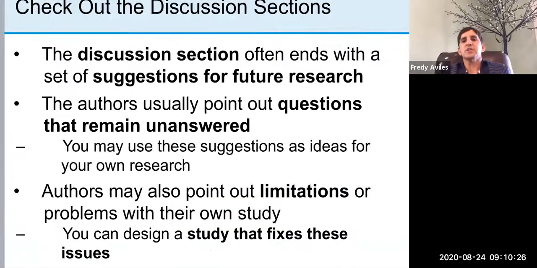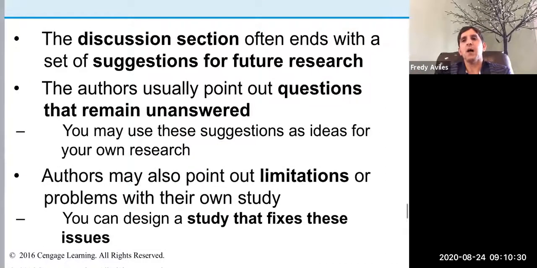The discussion section. Check out the discussion section. The discussion section will often end with a set of suggestions for future research. That is where you find those suggestions in the discussion section of the research article. The authors usually point out the questions that remain unanswered. Okay, you can use these suggestions for ideas for your own research.